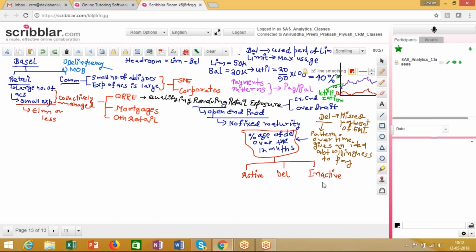So what I have is active, delinquent, and inactive. For the inactive segment, we generally do not develop any models.